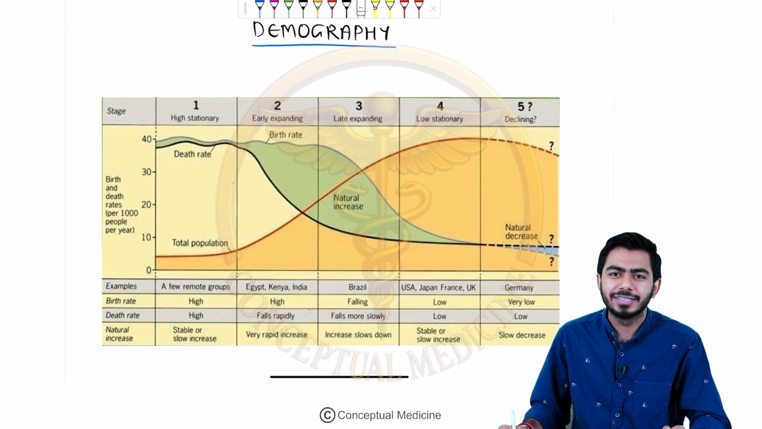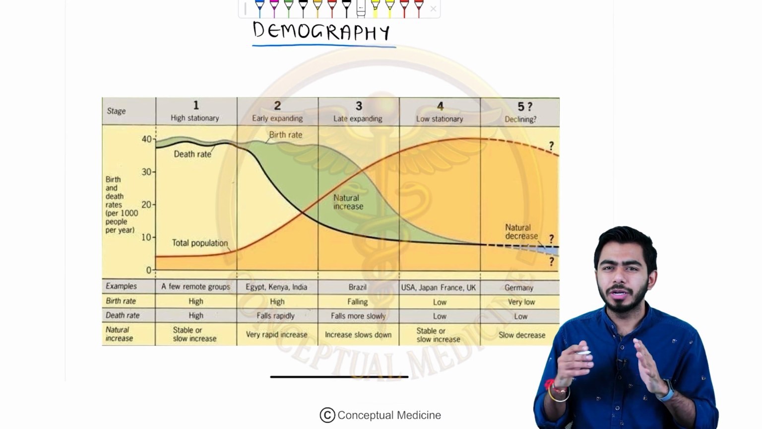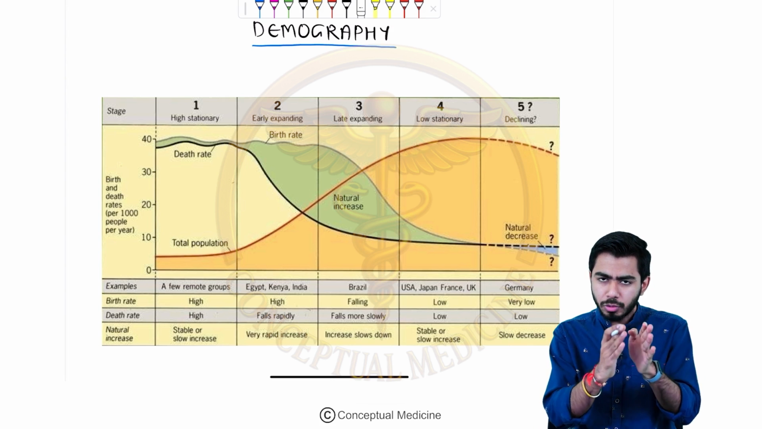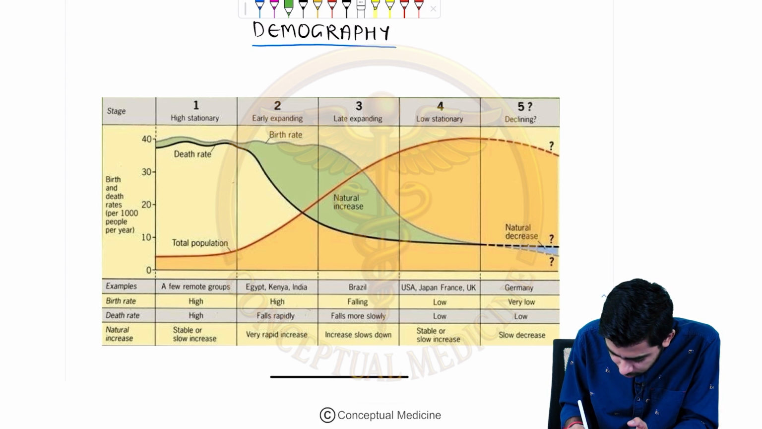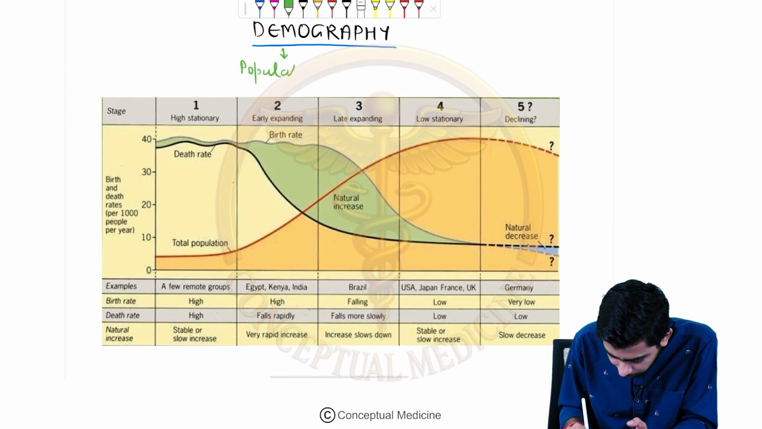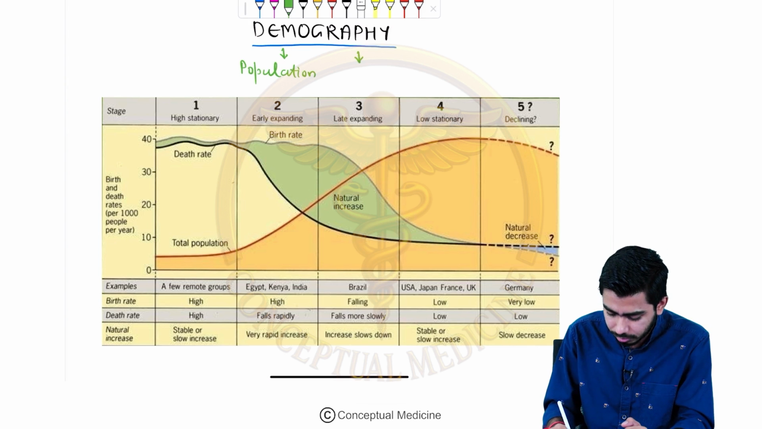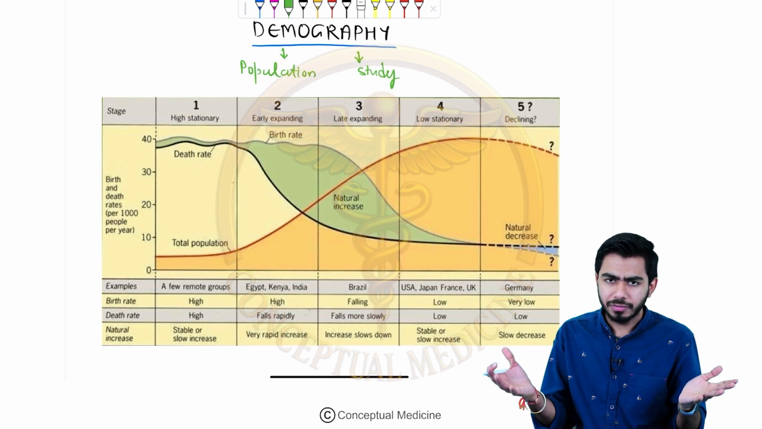So welcome back guys. In this particular session we'll be talking about demography, right? If you talk about demography, just try to break the word. Demo means population and graphy means study of it. So in demography basically we are going to study the population. That is the meaning of demography, right?